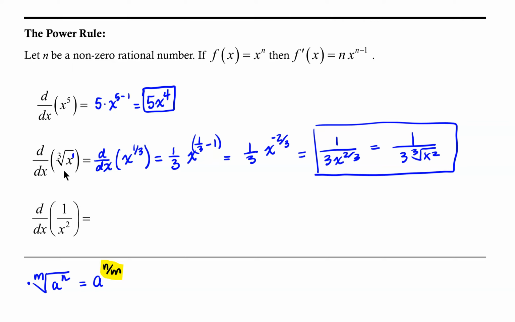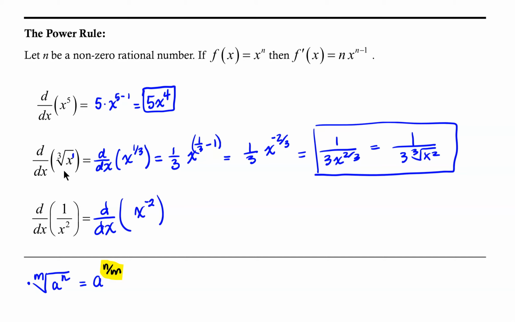In our next example, we've got 1 over x squared. And again, this may not appear to be a form that the power rule will apply to. However, we can use our knowledge of negative exponents to rewrite this as the derivative with respect to x, or d dx, of x to the negative 2 power.